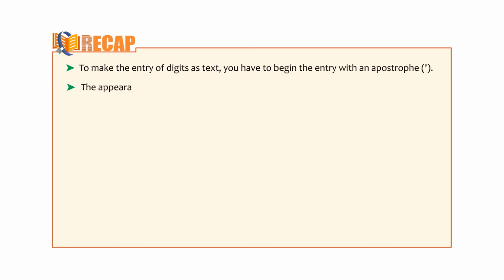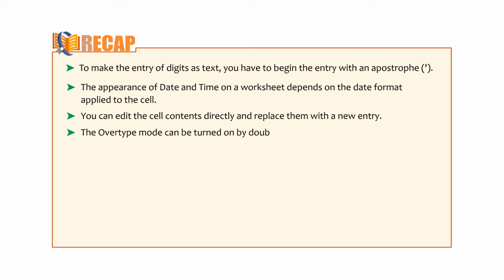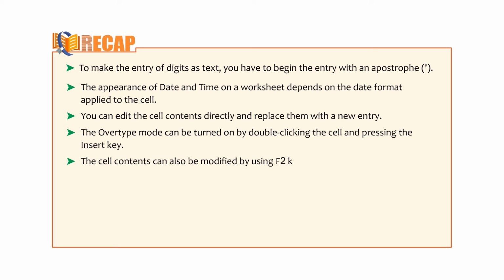Okay students, let us take a recap of this chapter. To make the entry of digits as text, you have to begin the entry with an apostrophe. The appearance of date and time on a worksheet depends on the date format applied to the cell. You can edit the cell contents directly and replace them with a new entry. The overtype mode can be turned on by double-clicking the cell and pressing the Insert key. The cell contents can also be modified by using the F2 key.